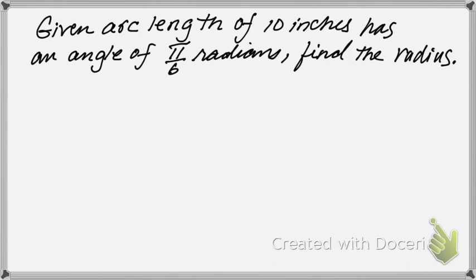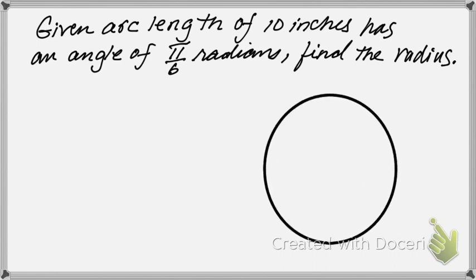Okay, so here, given an arc length of 10 inches has an angle of pi over 6 radians. So let's get ourselves a circle here, and let's get the angle in there. Pi over 6 radians. Do you know that that is approximately how many degrees?